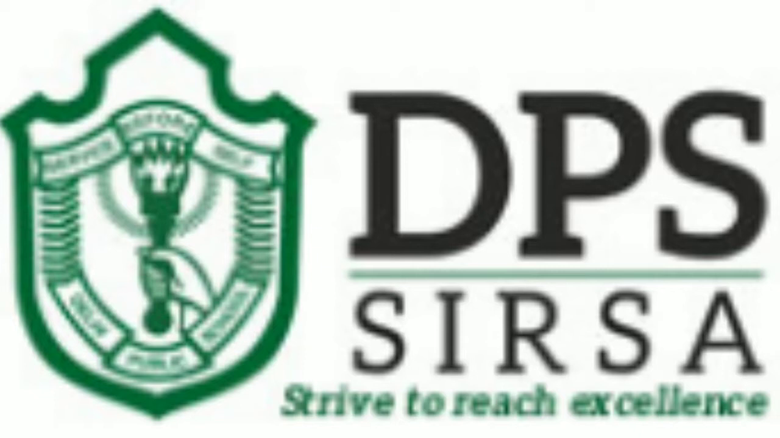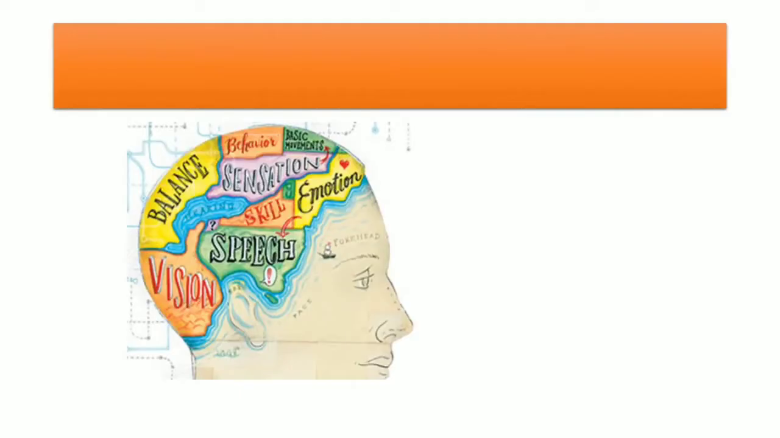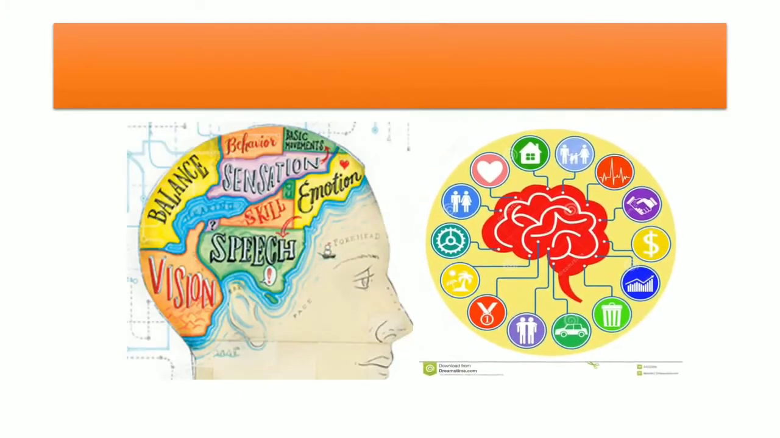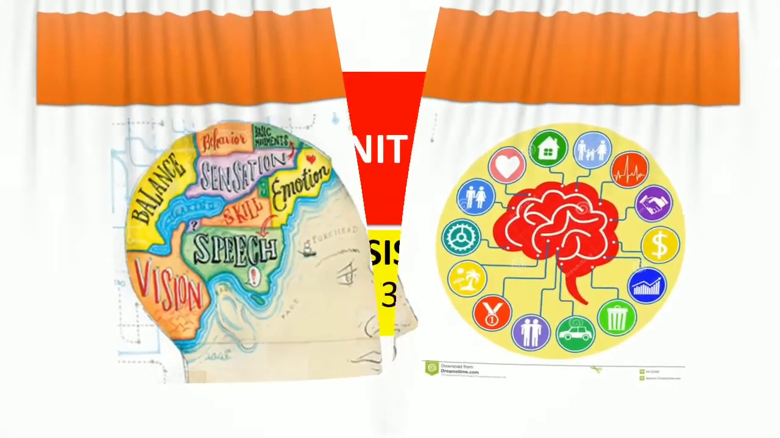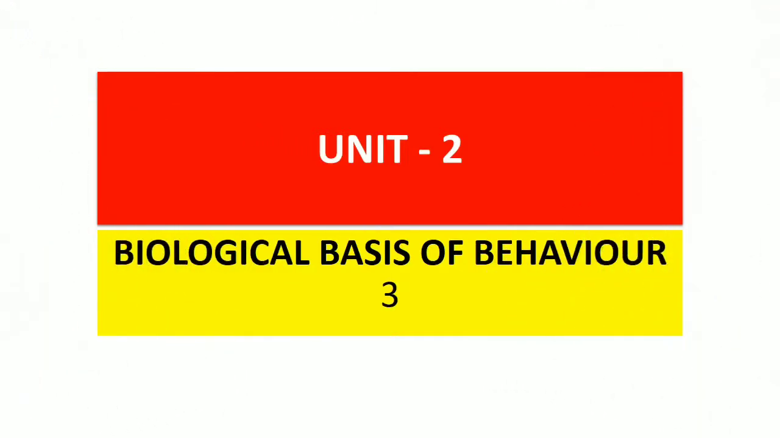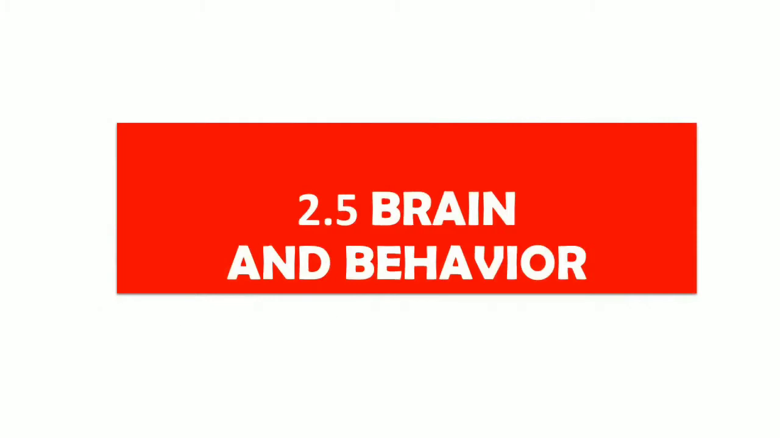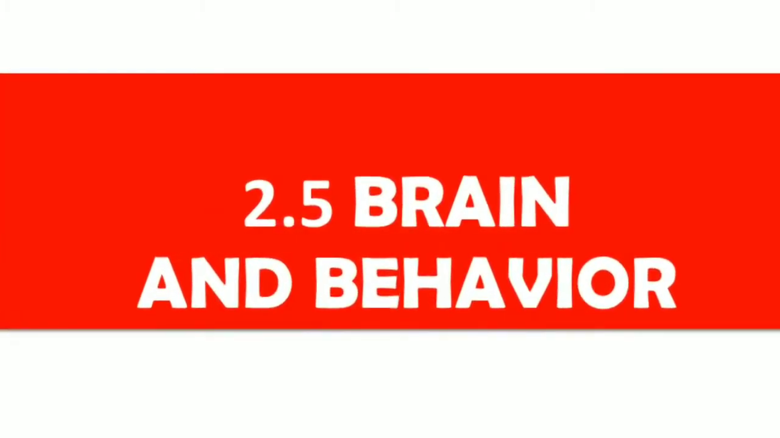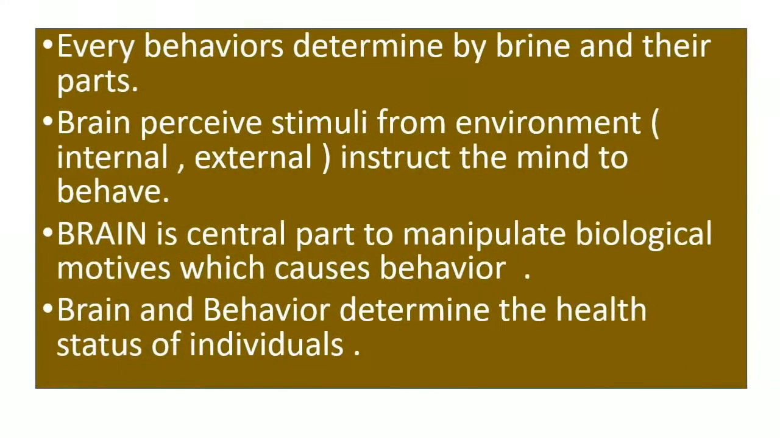Today we are going to talk about the central nervous system and the peripheral nervous system, and the brain. We will also understand how behavior is related to the brain. So let's start Unit 2, biological basis of behavior, chapter 3. In this chapter we are going to discuss the brain and behavior. This is the most important part. Don't forget to take screenshots of the important slides.